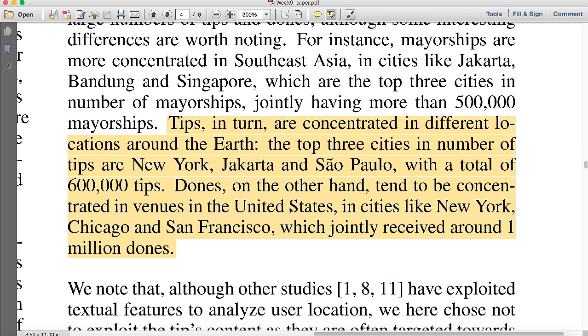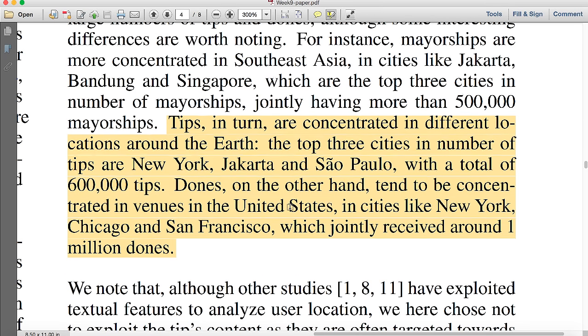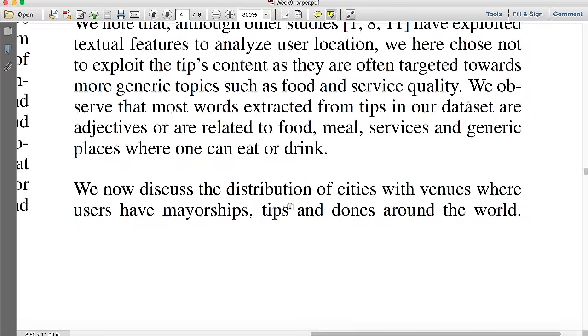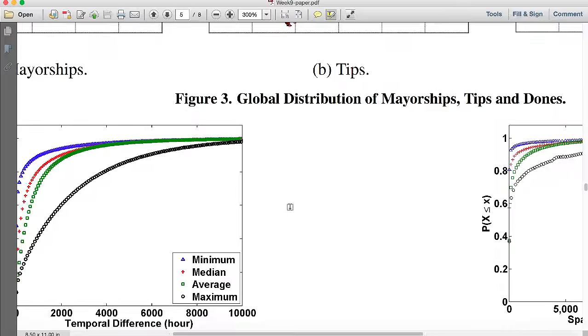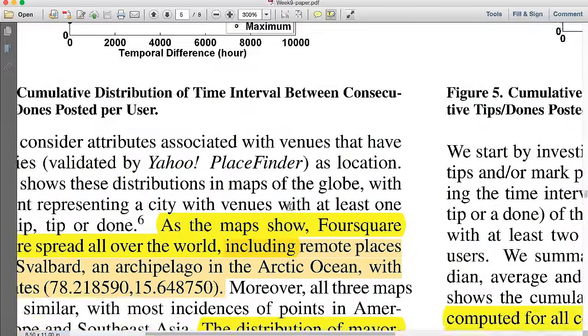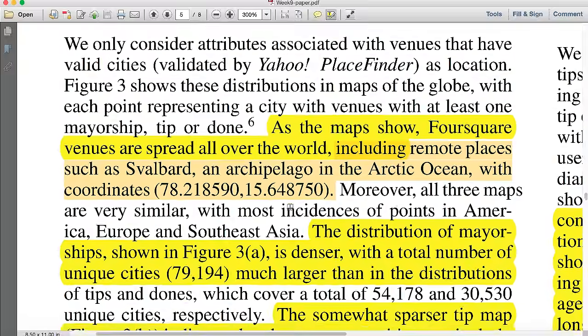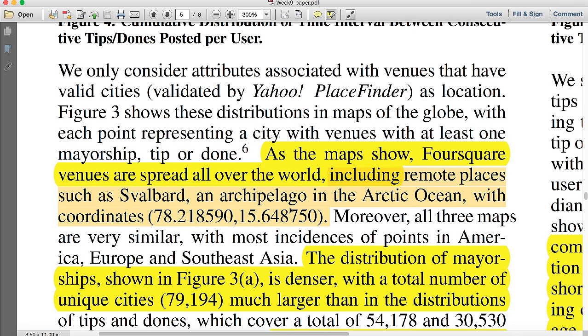That's again to say that cities generate a lot of these tips, mayorships, and dons, and of course this would also probably lead into check-ins. So here is another graph which we will see, figure 3. Figure 3 shows these distributions in maps of the globe, with each point representing a city with venues with at least one mayorship, tip, and don.